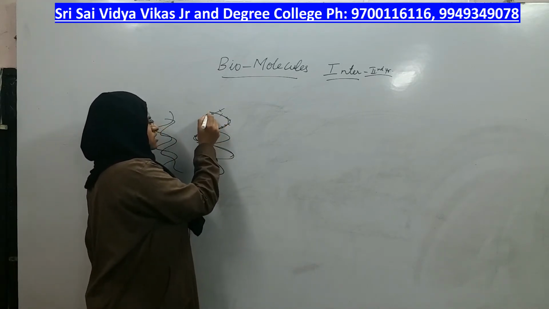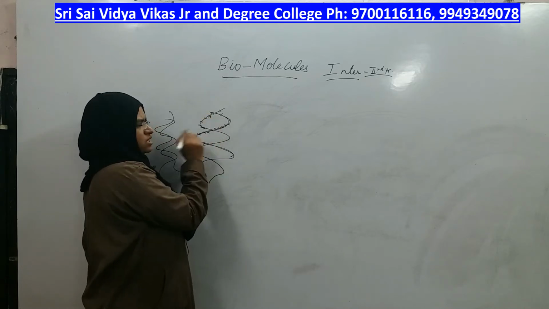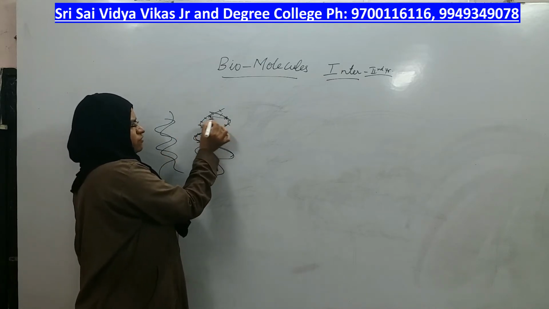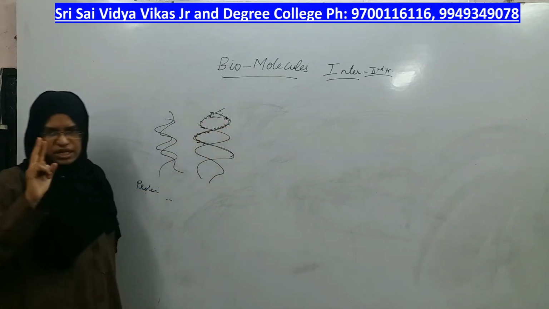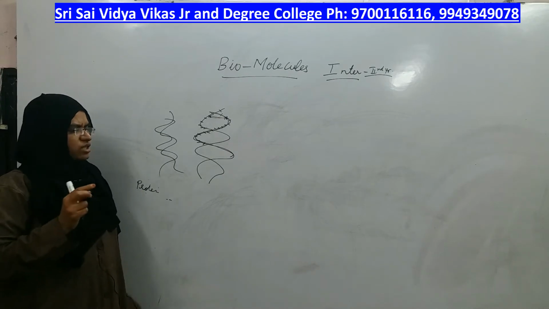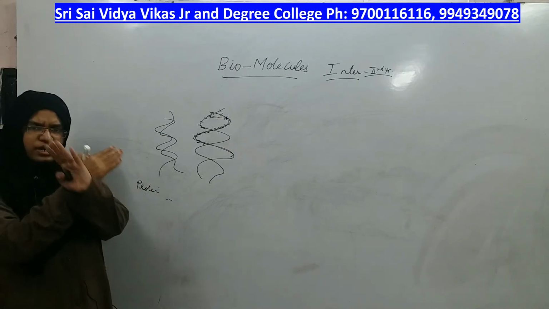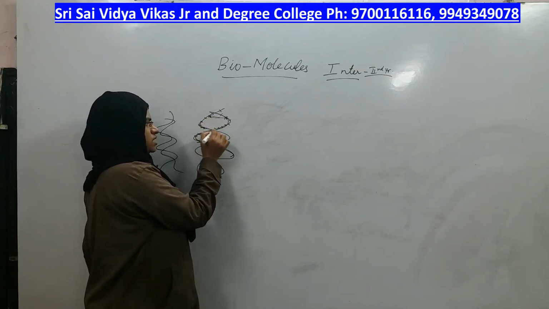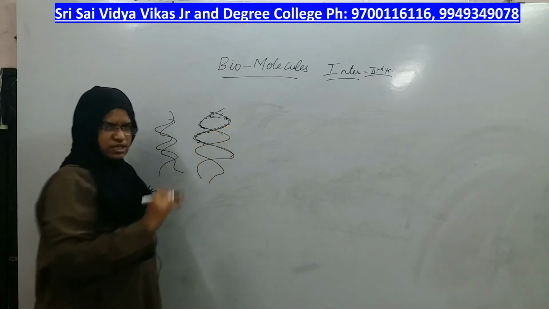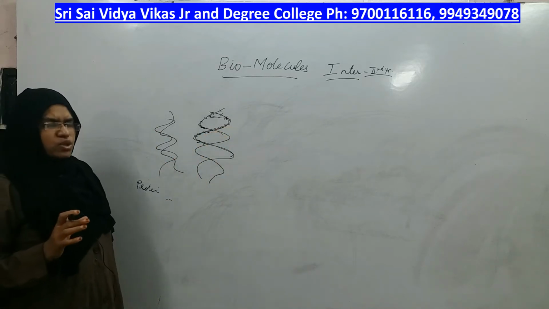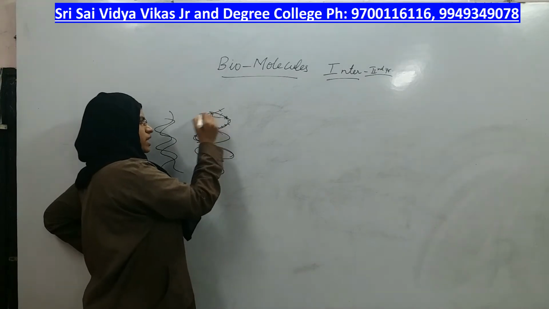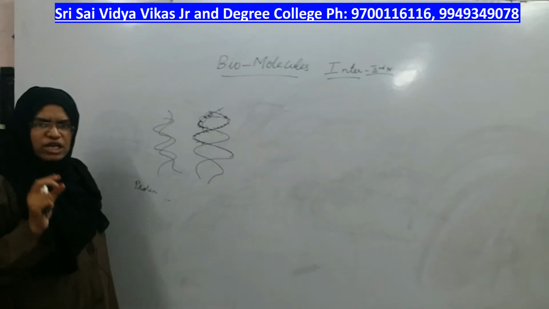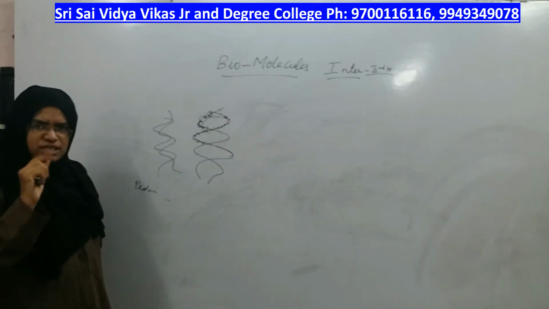In this strand the nitrogen bases are present, and in this strand also the nitrogen bases are present. Both of them will be bound either by a double or a triple bond, right? So that makes the two strands held together through the bond between the nitrogen base of this strand and the nitrogen base of this strand. In a single nucleotide, what are the parts present to make a single nucleotide?